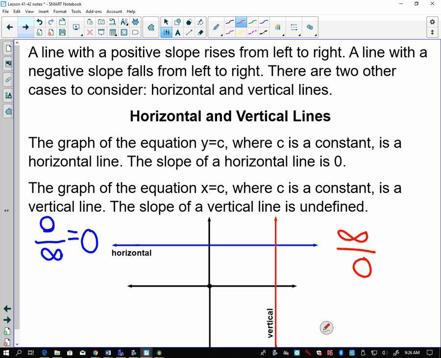Okay, I'll give you a second. All right, McEwen, what number did you pick to divide by 0?